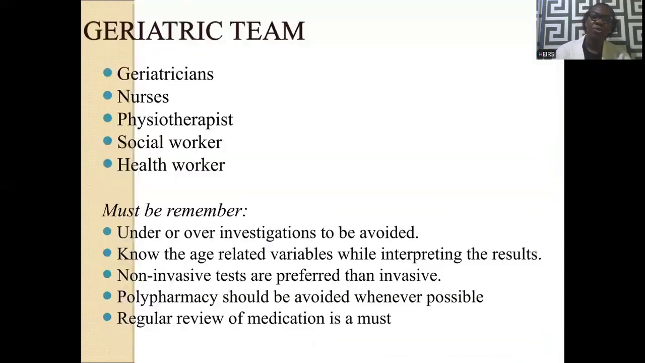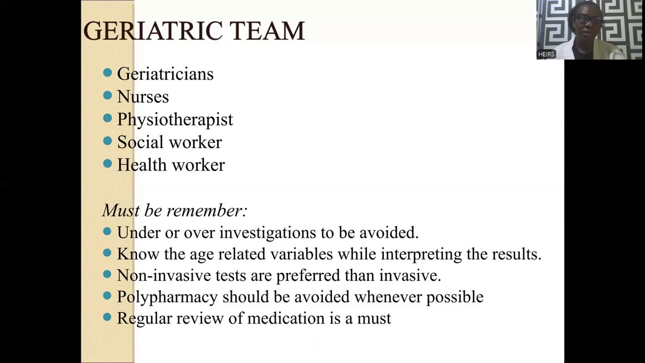So now secondary prevention. The geriatric team would consist of the geriatricians, the nurses, the physiotherapists, the social worker, the health worker, and of course you, the wonderful caregiver. So one must remember that investigations that are suboptimal or undue or unnecessary should be avoided. So investigate with the aim of confirming a suspicion, not just arbitrarily run investigations to no definite aim or no definite end.